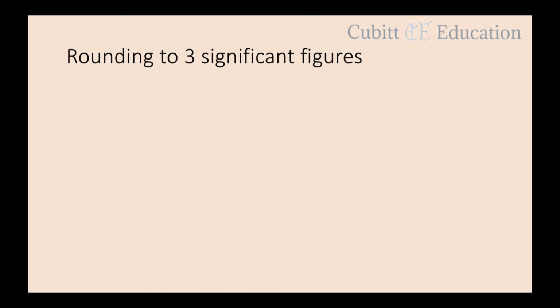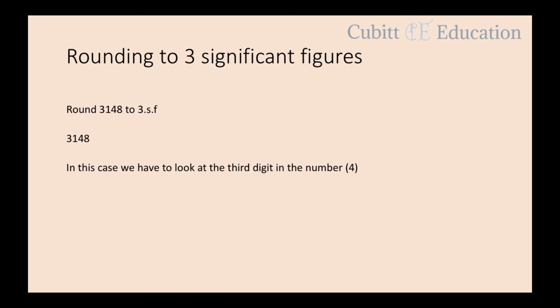So, finally, rounding to three significant figures then. As you can probably guess, rounding to three significant figures means we need three numbers at the beginning. So let's have a look at this one, 3,148 to three significant figures. In this case, we have to look at the third digit along now, which is a 4. So we need to keep the first three numbers, but the third significant figure, we decide whether we need to change it or leave it the same.